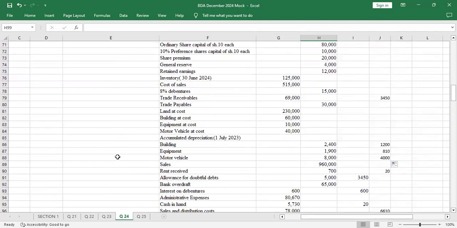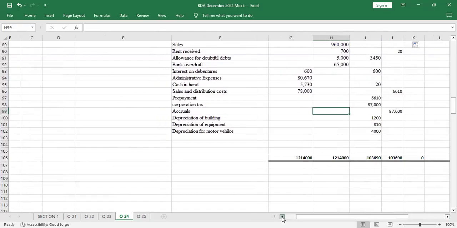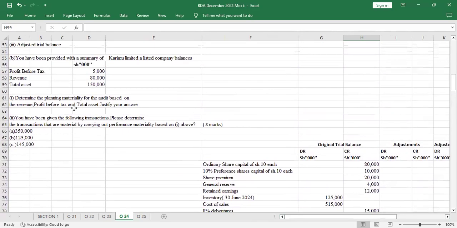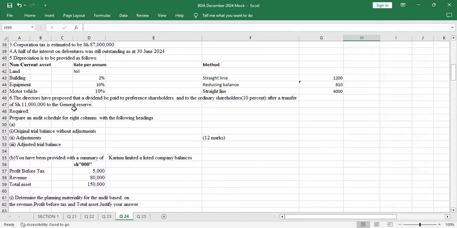So we are done with additional information number 5. Then we go to additional information number 6, which I think is the last one. The directors have proposed that a dividend be paid to preference shareholders and to the ordinary shareholders at 10% after transfer of shillings 11 million to the general reserve. So here we'll have 2 different transactions.